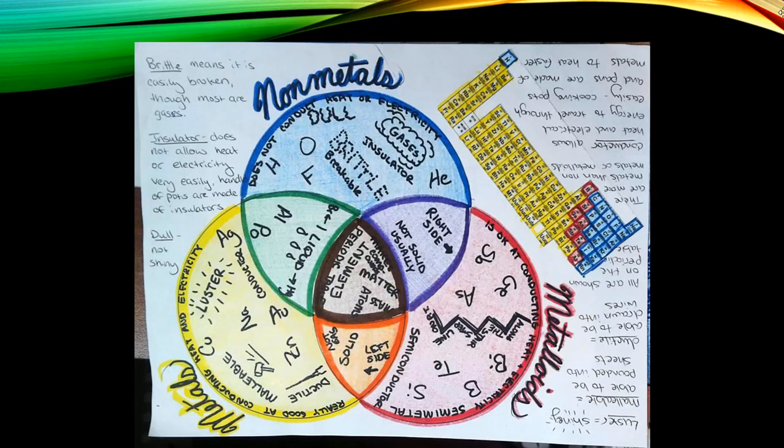Here's a 6th grade one I did about metals, nonmetals, and metalloids. Again, notice the color stuff, right? Nonmetals are blue. Guess what? In my periodic table I have over there, what color is nonmetals? Oh look, they're colored blue. And then I have my metalloids in red, and I have my metals in yellow.